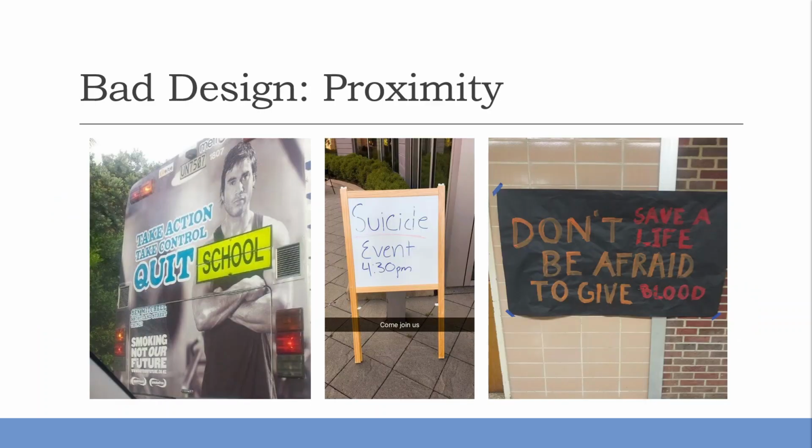So here are some bad examples. Right here, this school is too close to the word quit. So the proximity made us connect school and quit, which is not good. This one's funny because suicide and event are just too close. They tried to put a line here, it looks like, to try to differentiate, but it's still too close. And here too, they tried to put save a life in a different color, so it's not like don't save a life. But the proximity is so close that the color doesn't quite do enough to differentiate it.